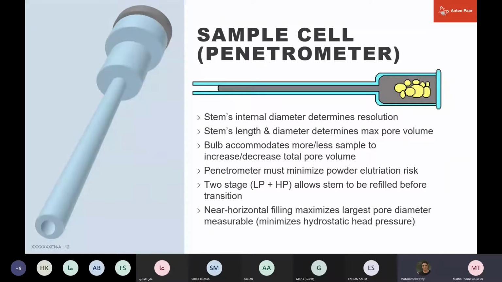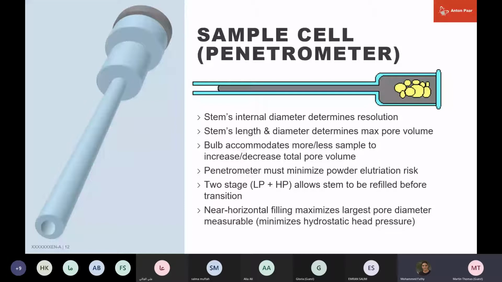Now, this capillary stem, the internal diameter determines the resolution. So the narrower the stem, the greater the distance this mercury meniscus will move when mercury is pushed into the sample. Okay, it will move in here further for any given volume. So for low porosity, we have one sample cell that has a total intrusion capacity of 0.5 cubic centimeters. For higher porosity rocks, we have a penetrometer with a stem that has a 2 cubic centimeter intrusion capacity.